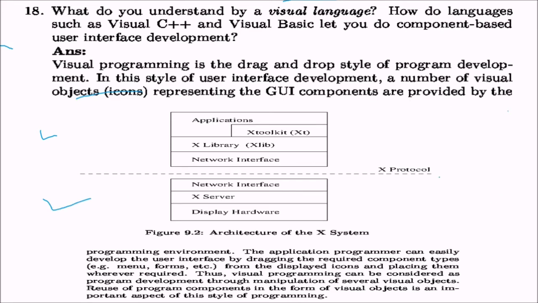So the application programmer can easily develop the user interface just by dragging components like menus, forms, etc. that are displayed as icons, and you can place them anywhere you want. Visual programming can be considered as a program developed through manipulation of several visual objects, and the reuse of program components in the form of visual objects is possible. And this is an important aspect of this style of programming.